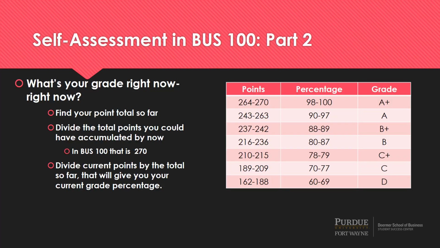So, what's your grade right now? Find your point total so far. Divide that number by the total points you could have accumulated by now. And in Biz 100, that's 270 points. Divide current points by the total so far, and that will give you your current grade percentage. Or you can use the column on the left on this grid to see what you've got.